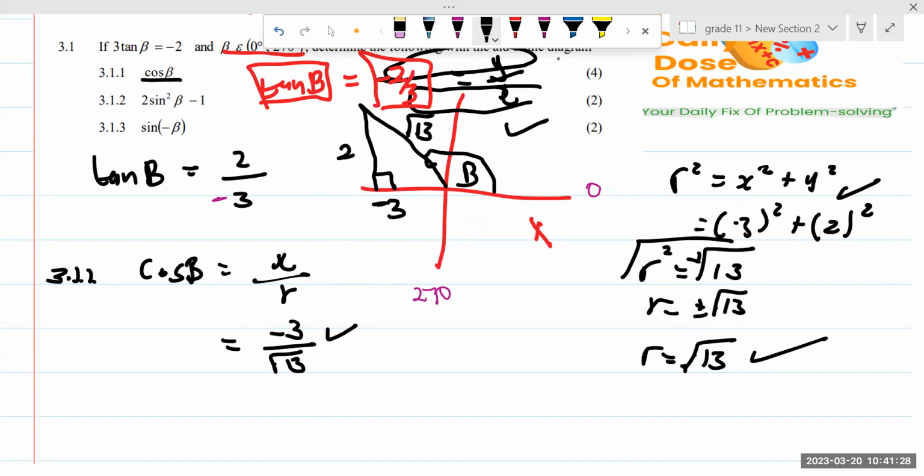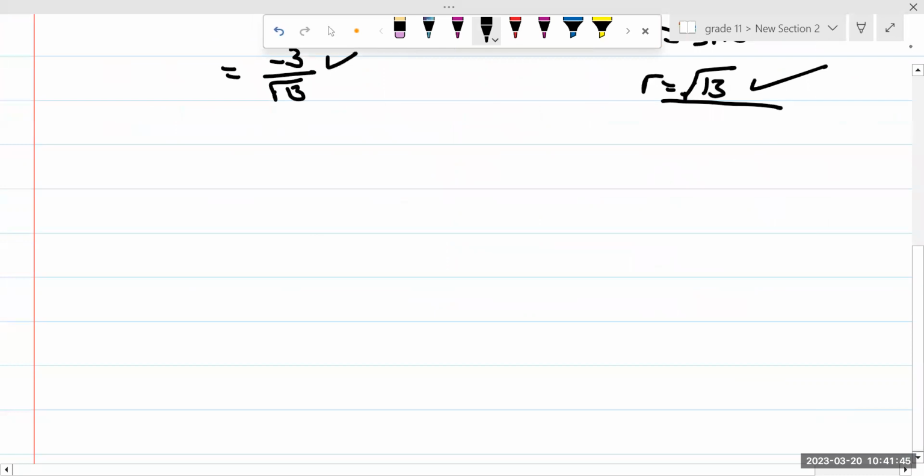So the first question, if you can check, it was saying 4 marks. Okay? Where are you going to get your 4 marks? You get your 4 marks for drawing your diagram in the correct quadrant. You get your mark for getting the value of the missing side, which is r. And then you get the mark for defining this correctly. So let's go to the next one.